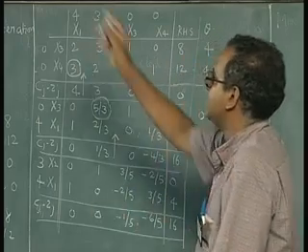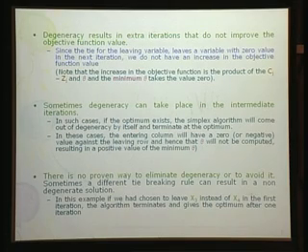Degeneracy results in extra iterations that do not improve the objective function value. Now the reason is there is a tie, so the next iteration has a 0, etc. Sometimes degeneracy can take place in the intermediate stage of the algorithm. Such cases, if the optimum exists, simplex will overcome by itself and terminate at the optimum. In these cases, entering column will have a 0 or a negative value against the leaving row, and there is no proven way to eliminate degeneracy or to avoid it.